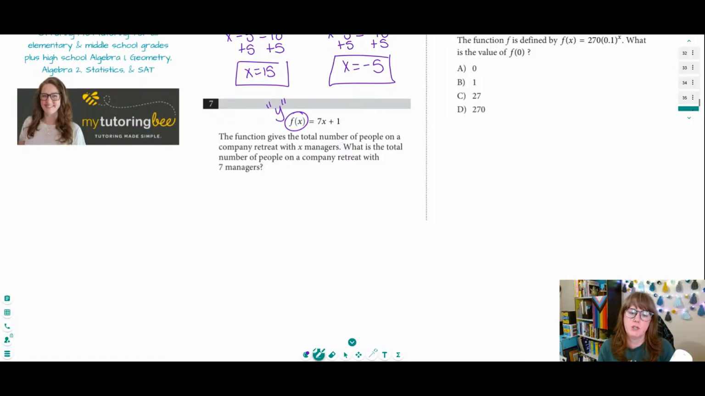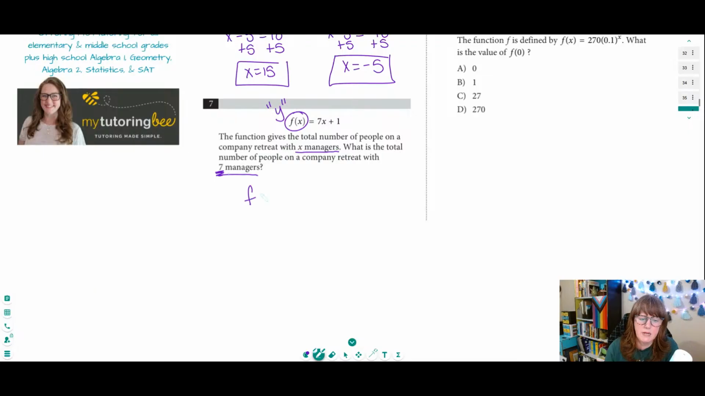The function gives the total number of people on a company retreat with X managers. What is the total number of people on a company retreat with 7 managers? Well, they just told us here, this is why I underlined this. They just told us that X represents the number of managers that's on this retreat. And now they're telling us, well, what if that number is 7?